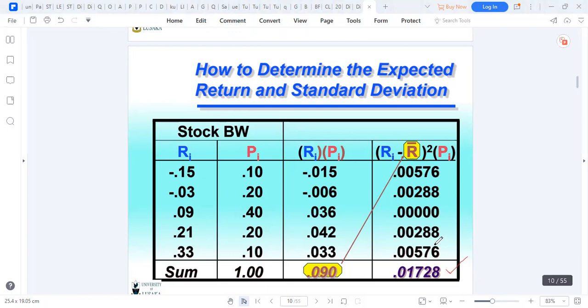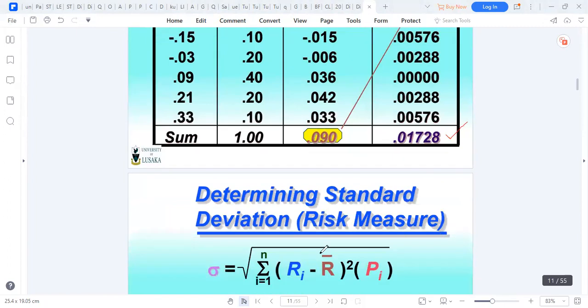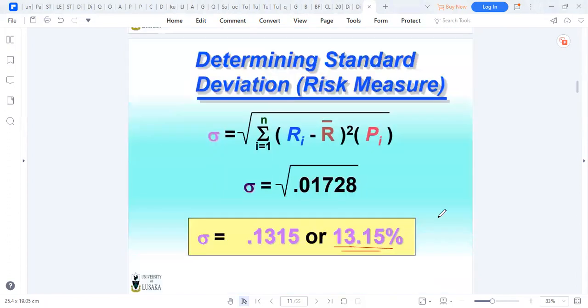Now, after getting the 0.01728, we square root it. When we square root 0.01728, we get 0.1315 or 13.15% as our standard deviation. So that is how we find the standard deviation in that context.